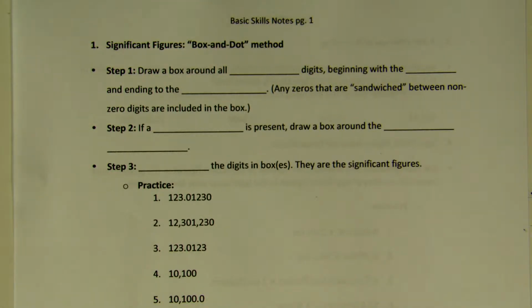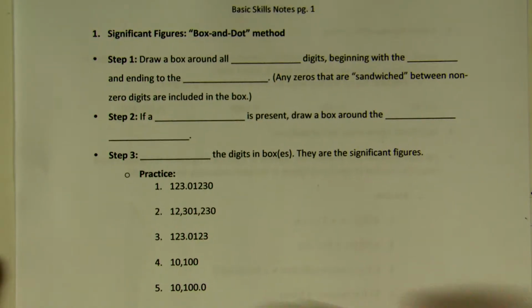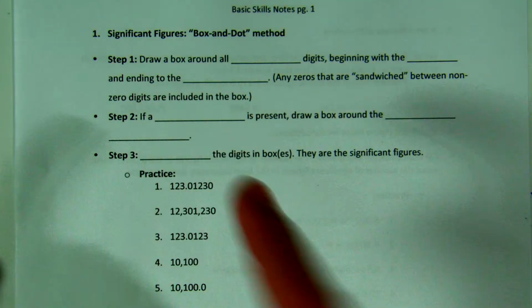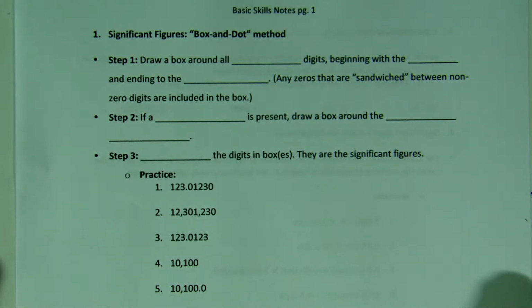I found that the box and dot method is a nice, simple, three-step process for determining how many significant figures are in a number. So if we look at this first example, 123.01230, how many of those numbers are significant? Well, here's the method we'll use.